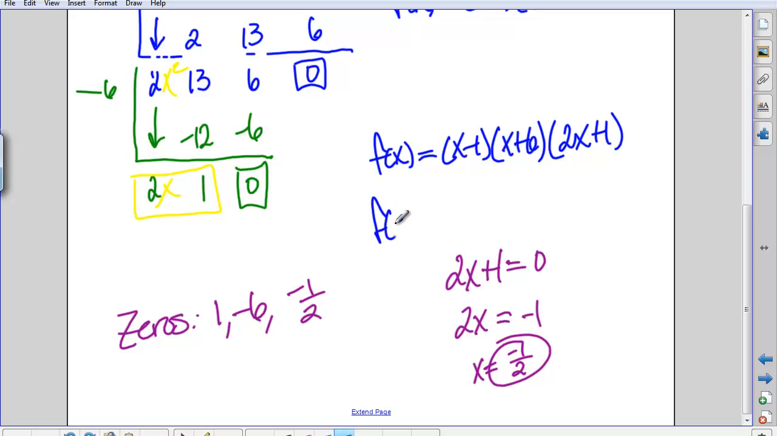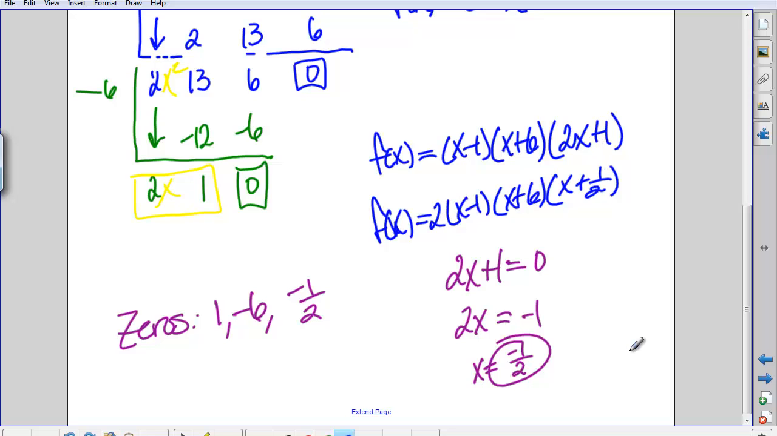And my function, factored completely, is x minus 1, x plus 6, and this last piece, instead of 2x plus 1, I'm going to put x plus a half. Really, I'm factoring a 2 out of this, and that 2 is going to land all the way up there at the front.